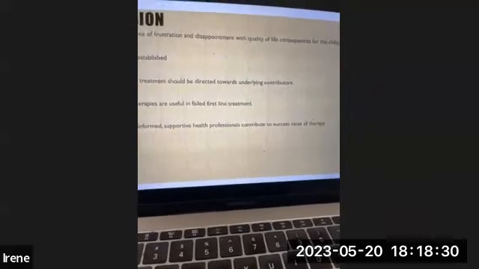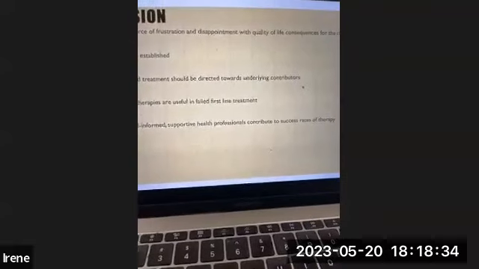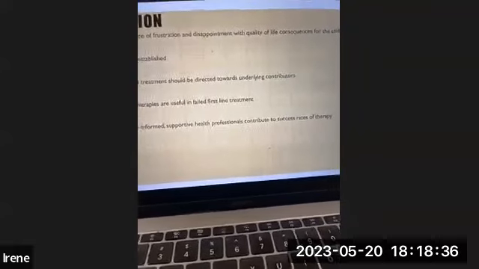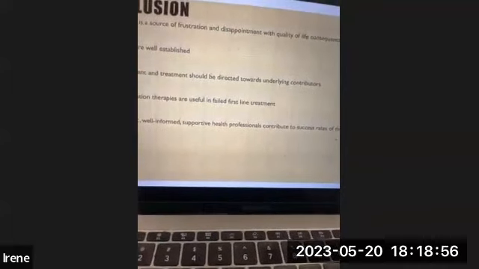As I put here, treatment and assessment should be directed towards underlying contributors. For some of them, once you address these underlying problems, the wetting stops. And sometimes we combine therapies for these children. But for those of us who are health workers, we really need to be empathic and inform ourselves about the ways to manage these children. All these will contribute to the success rates of children who have enuresis.